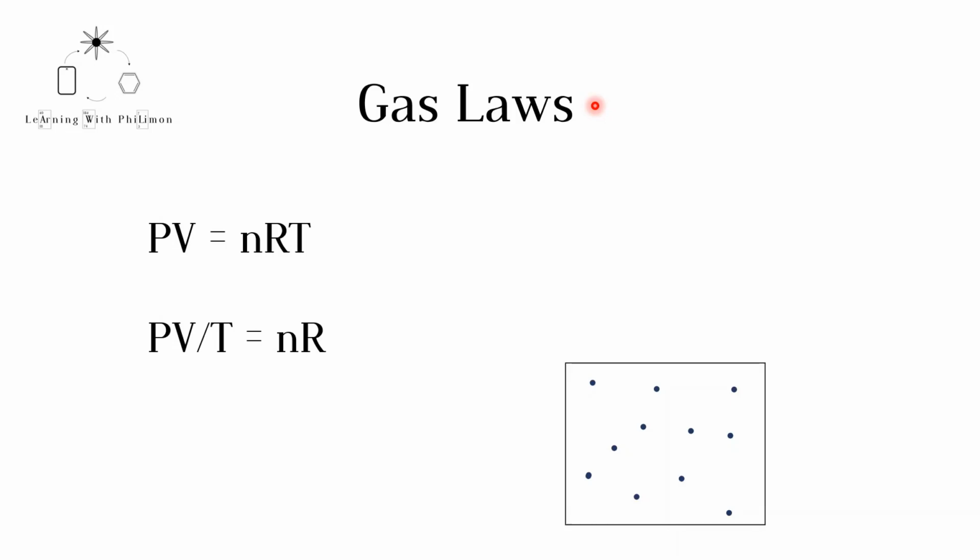In this video, we will be looking at the different gas laws. In the previous videos, we learned that a gas that behaves ideally follows the equation PV equals nRT. For more details on this equation, watch these videos. Rearranging this equation, we get PV divided by T is equal to nR.